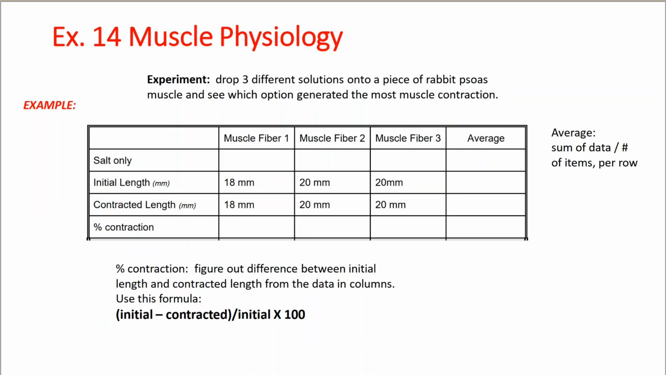Find the averages, find the percent contraction for every test, and then draw some conclusions about what the different solutions did and what might have been the most effective. Okay, and that's pretty much it.